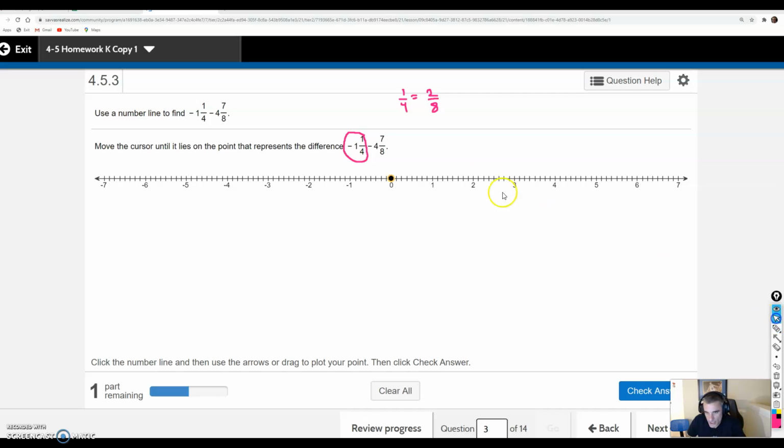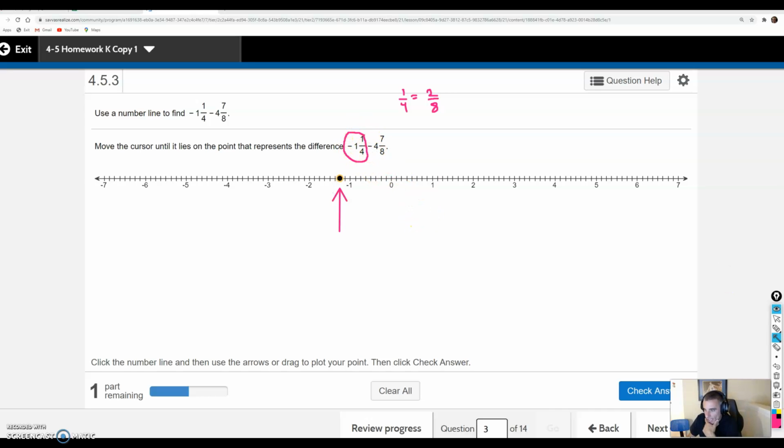All right, so I'm going to take my dot and move it to negative 1. So let's just start with that. There's negative 1, but then I need another 1/4. So I'm worried that a kid might just do this and say, hey, I got it. Well, remember, these are divided into eighths. So that's 1/8. There's 2/8. All right, so now I'm at negative 1 2/8, which is the same as negative 1 1/4.